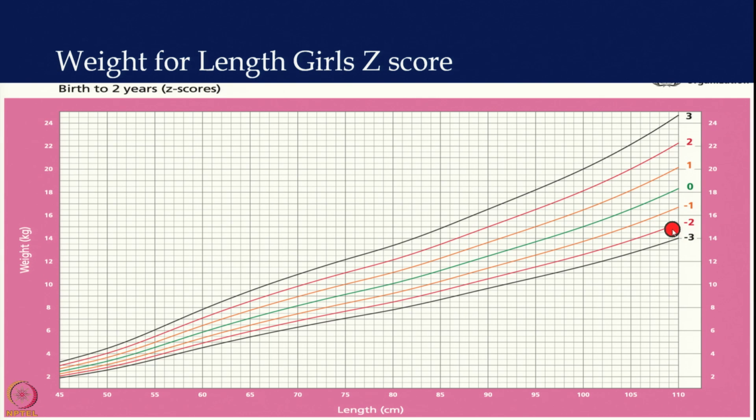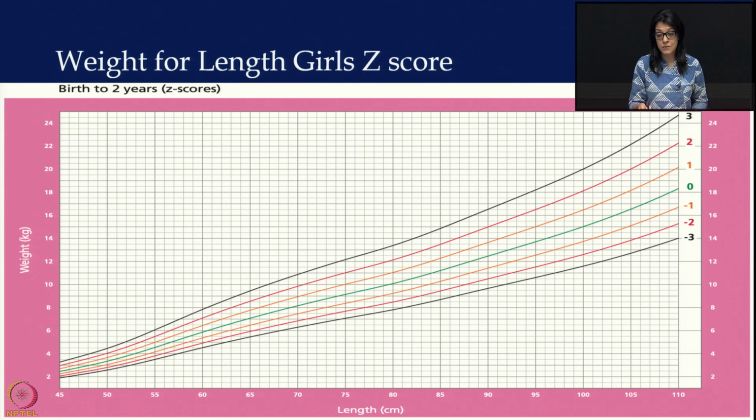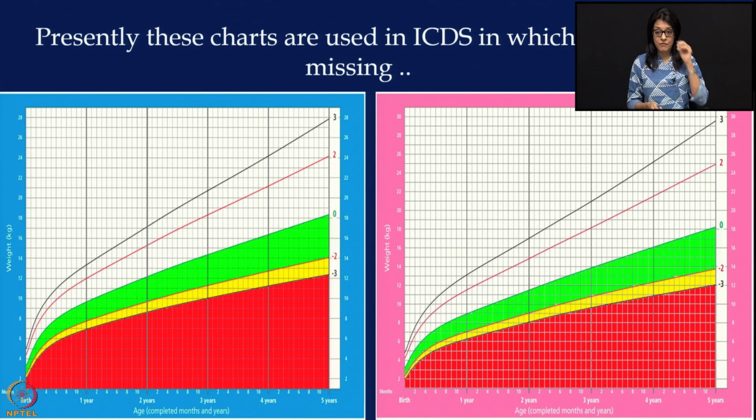So, between -2 and -3 standard deviation, those are called MAM, moderately acute malnutrition, and below -3 is your SAM, severe acute malnutrition. Okay. So, this is your SAM and MAM, and that is called wasting. Also we use the weight for length chart. We have a very high percent of children who fall below -2 standard deviation, and that is, I would say, an emergency, because when children are acutely malnourished, they have a high risk of mortality.